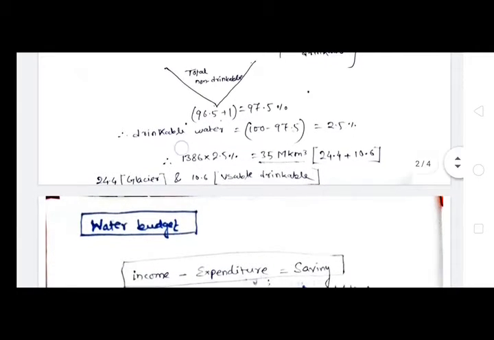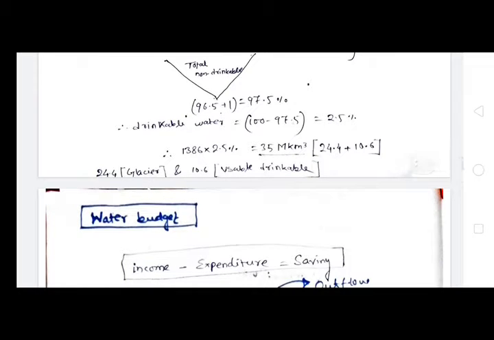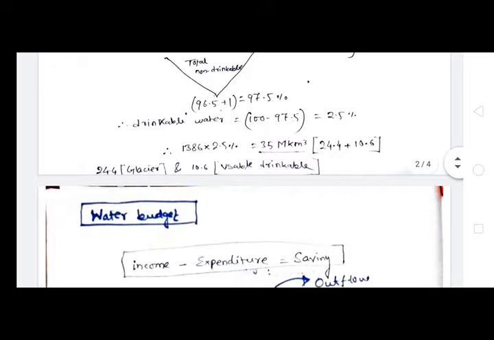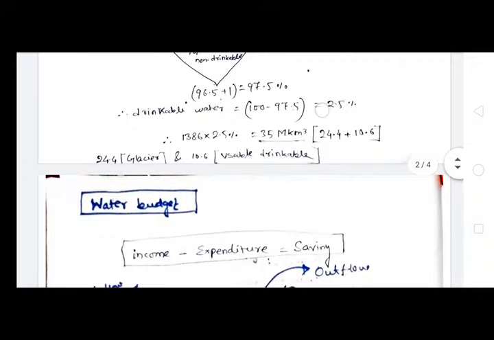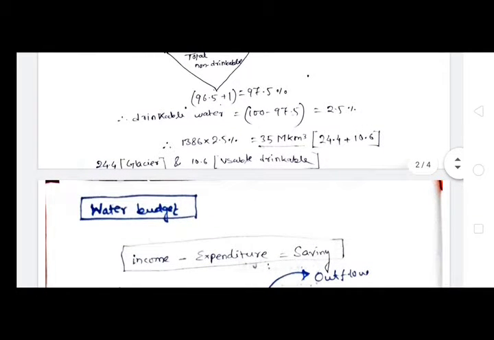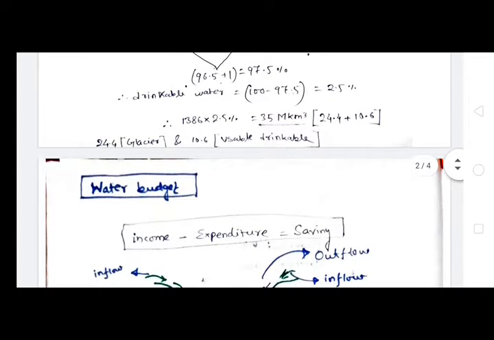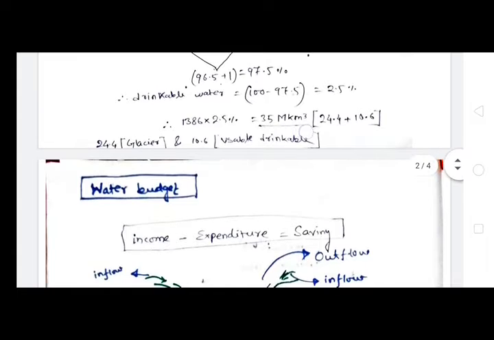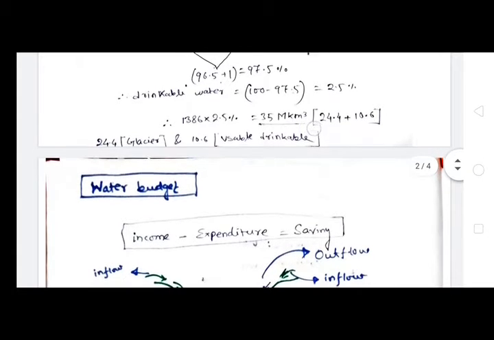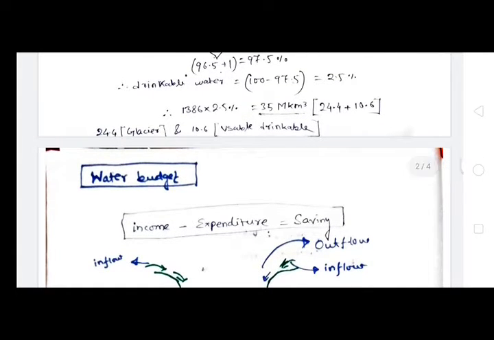So here, if we consider the whole amount of water as approximately 100%, the total drinkable water is 2.5%. So 2.5% of 1386 m kilometer cube results in 35 m kilometer cube. Sorry.